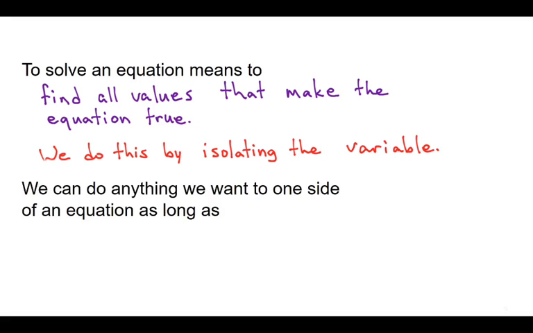Now, always remember, when we're working with equations, we can do anything we want to one side of an equation as long as we do it to both sides. So if you want to eliminate a coefficient by dividing by it, then you can, as long as you divide both sides by the same number. Always think of an equation like a set of scales. You have to keep balanced. Whatever you do to the left side of the scales, you have to do to the right side if you want to keep the scales balanced.